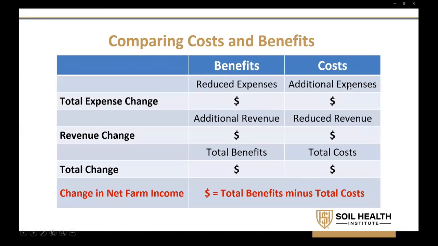Comparatively, on the other side of the ledger, in the far right-hand column, we have cost. When you implement a soil health management system, you potentially take on additional expenses. For example, if you plant cover crops, you have the seed cost and the expense of planting the cover crop. If you have a decrease in yield, you would also have reduced revenue. So when you sum both of the columns up, benefits and cost, you take the difference, the total benefits minus the total cost, and this is the change in the net farm income.